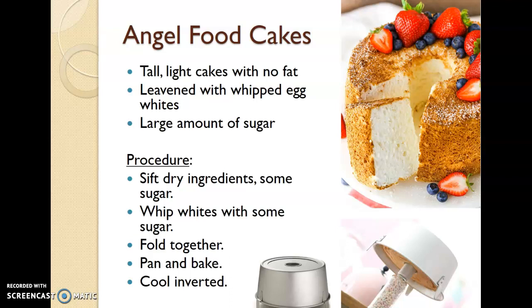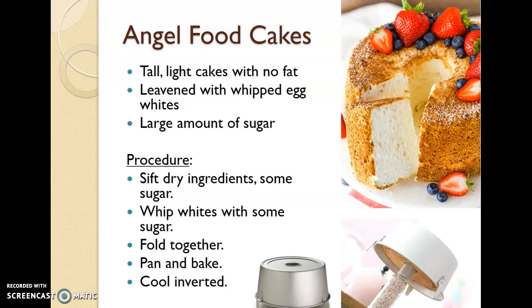The basic procedure involves sifting all the dry ingredients with some of the sugar, because again, you want to add some of the sugar to the whipped egg whites for that stability. You fold the two together and immediately pan. And then once you bake it and pull it out to cool, you will invert it. You'll notice in the picture on the bottom here, most pans will come with little prongs, little feet, so that you could just invert the pan itself and let it sit on the countertop.